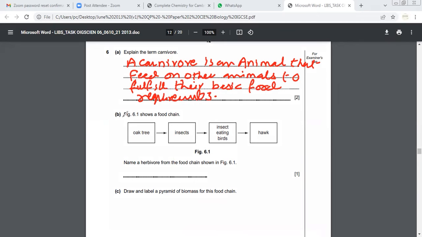Now another question is figure 6.1 shows a food chain. Oak tree, insect, oak tree is consumed by insects, then insects are consumed by insect eating birds, and then birds are consumed by hawks. Name the herbivore from the food chain shown. It's insects.